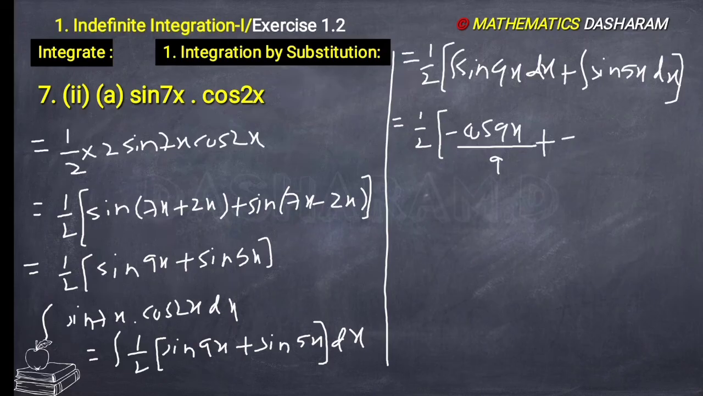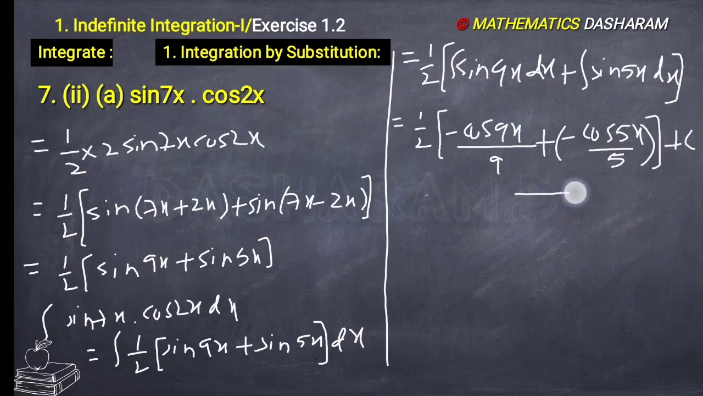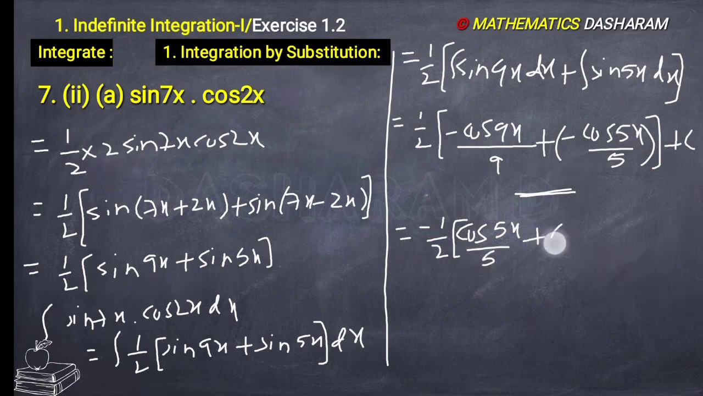Here also the same: −cos 5x by 5, and add one constant c. So here take the minus common: −1/2 [and I am writing the cos 5x by 5 first, then cos 9x by 9] plus c.